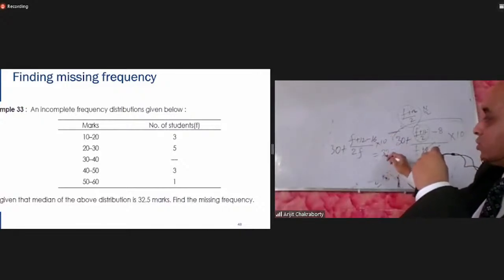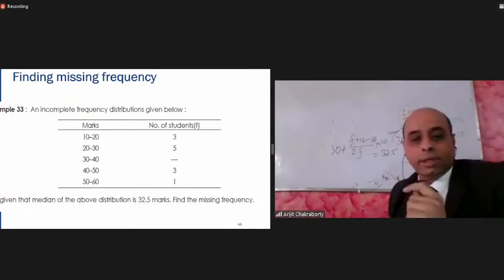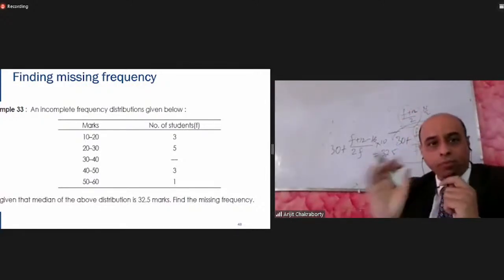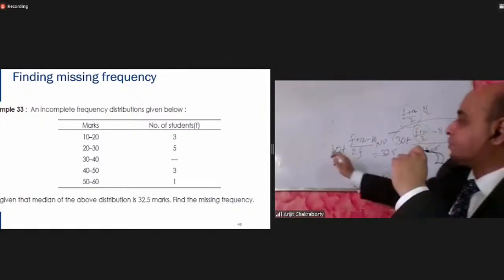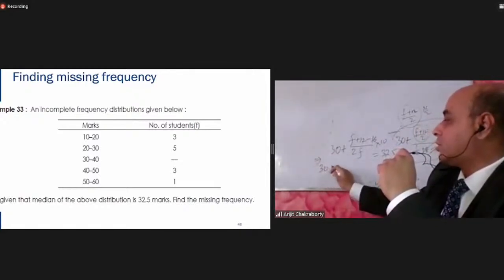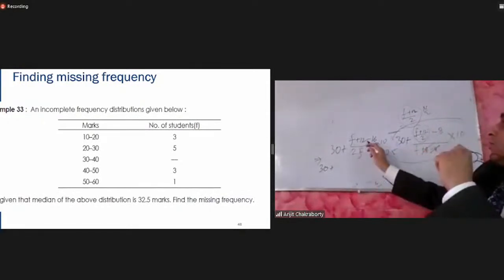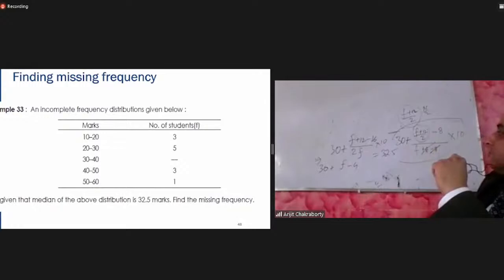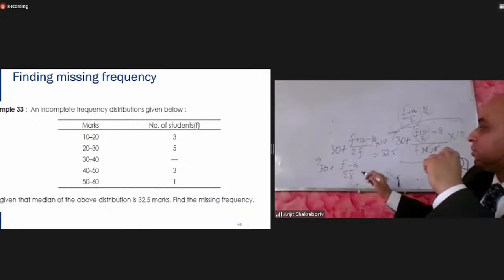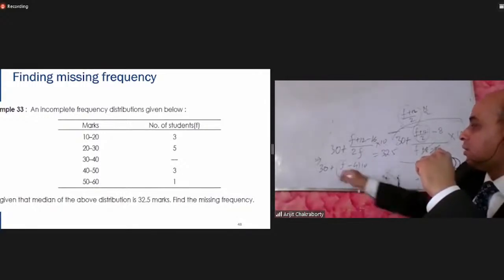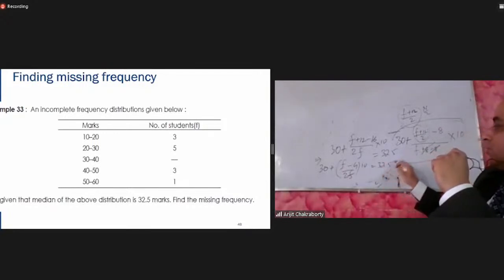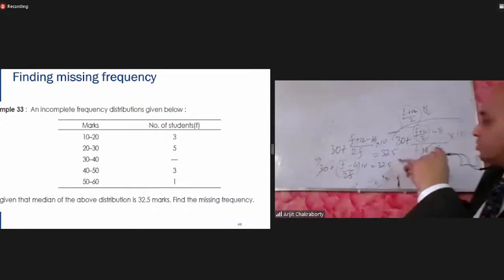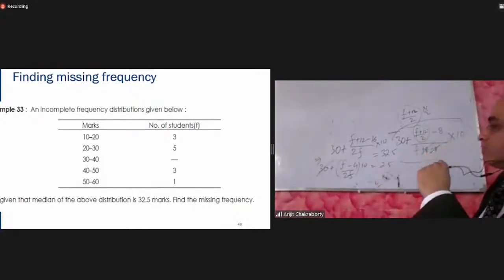This is equal to 32.5, because in the numerical, it is given that the median is 32.5. So let me try to simplify. 30 plus (f plus 12 minus 16) gives me (f minus 4) by 2f, into 10. This is equal to 32.5. From here, I will subtract 30, so 30 goes to this side, and it becomes only 2.5.